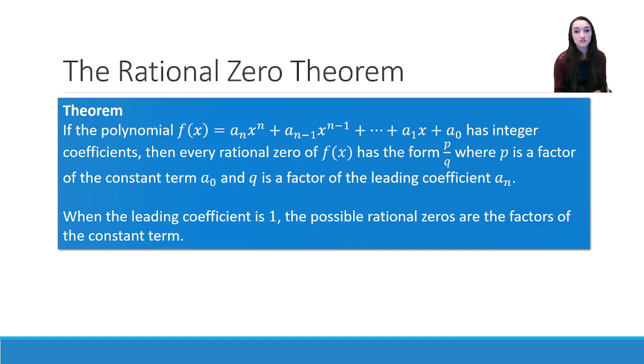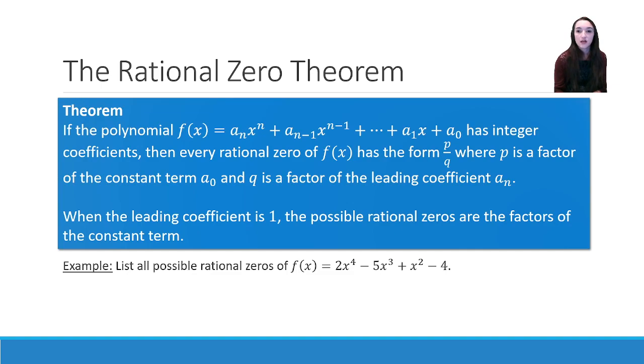When the leading coefficient is 1, the possible rational zeros are the factors of the constant term. So that last statement is going to be really helpful later on. An example of a question you could get using the rational zero theorem is simply list all possible rational zeros given a particular polynomial. So to do that, here are your steps.